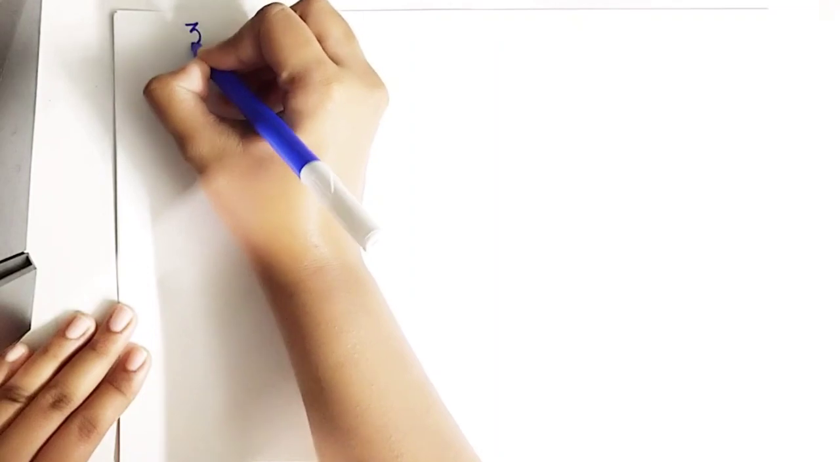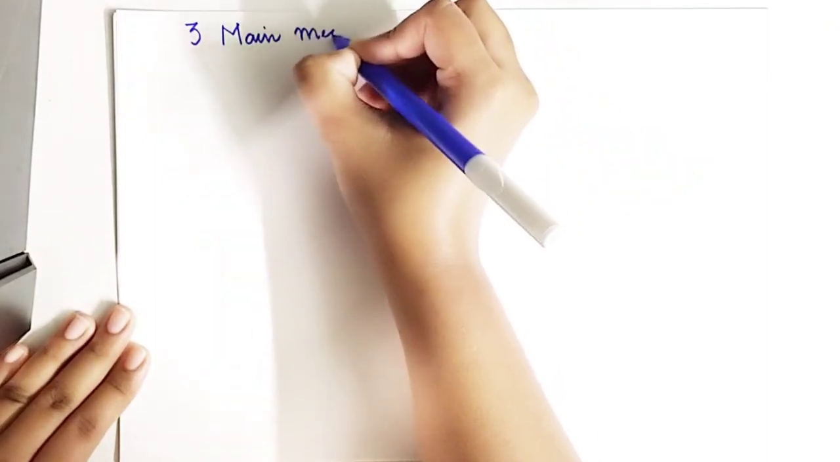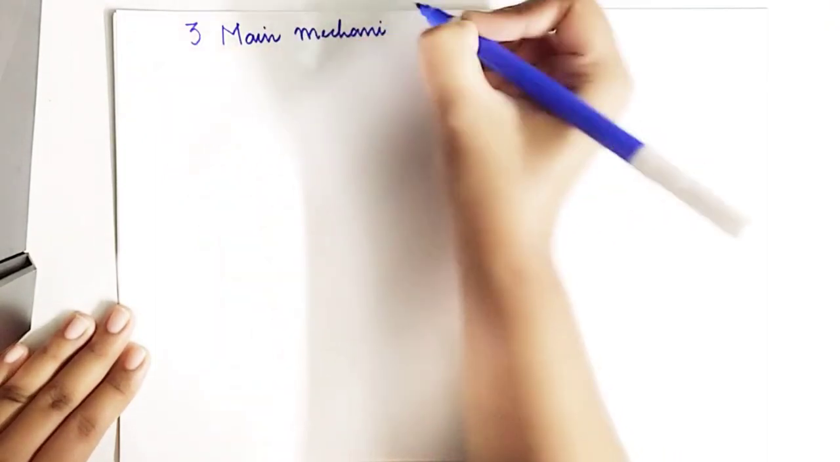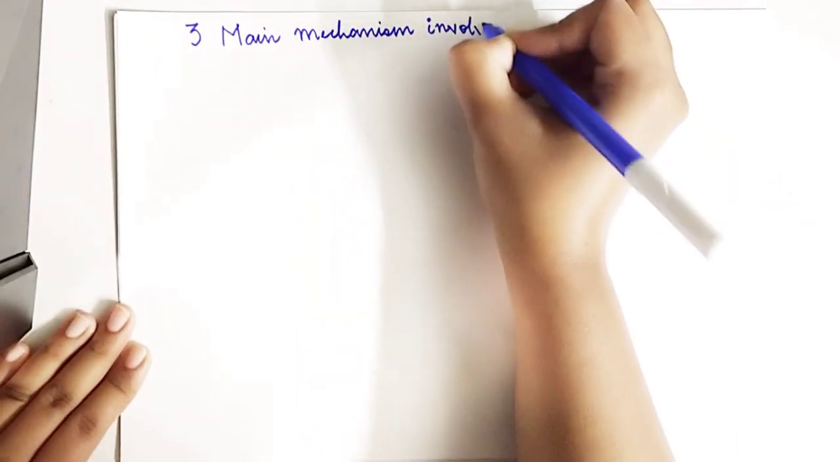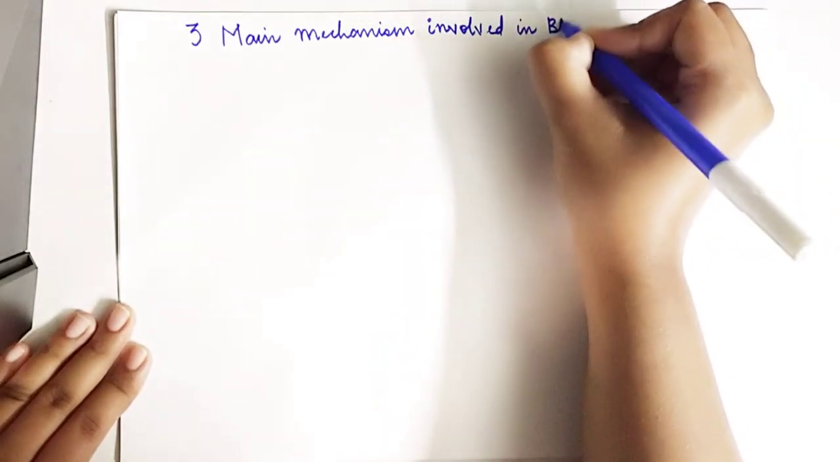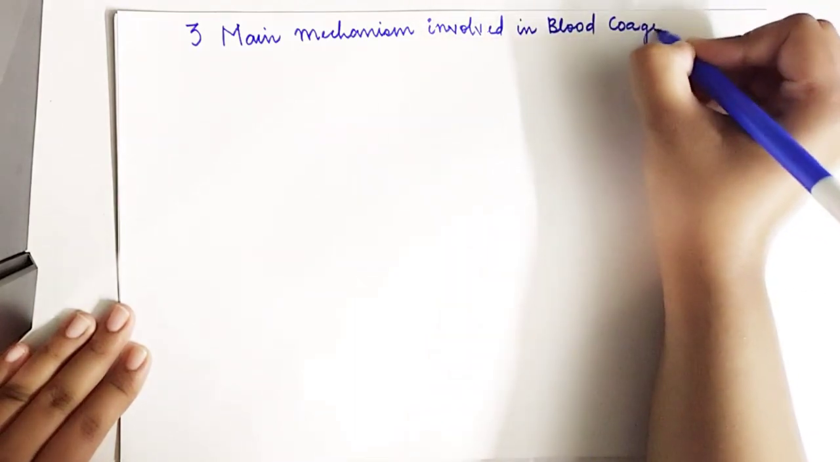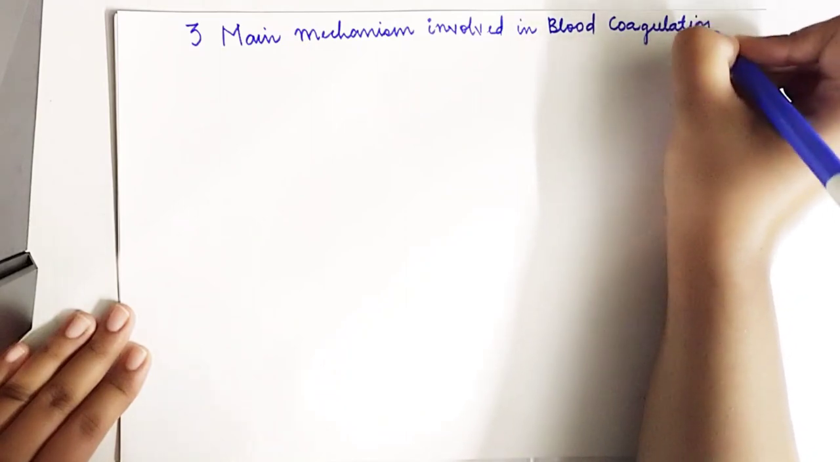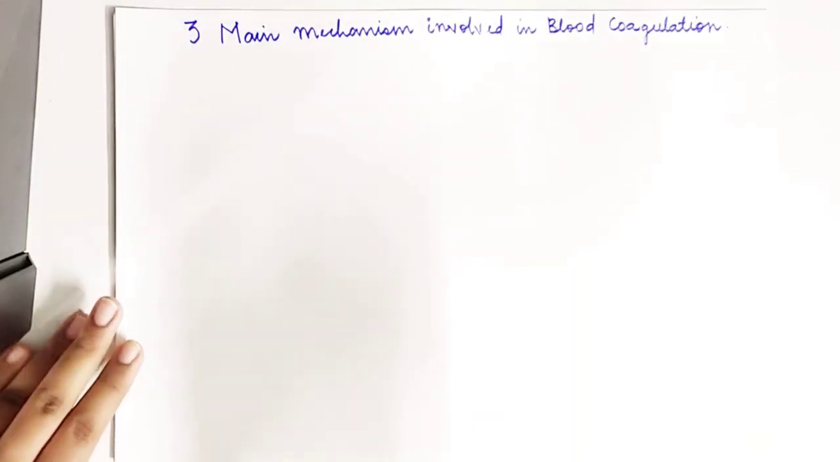Starting with the 3 main mechanisms involved in blood coagulation. So mainly there are 3 main mechanisms which are involved in blood coagulation.